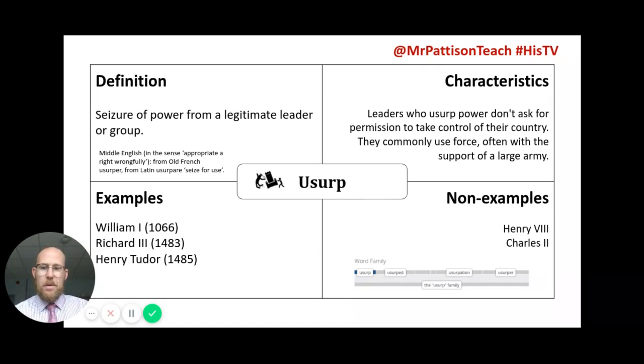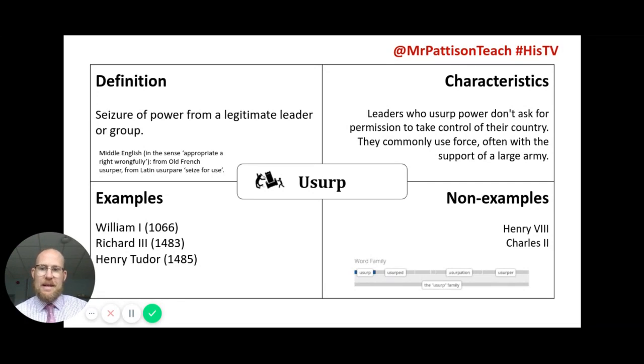So in terms of how the box works, first of all, it's crucial that you have a definition which students can understand. In this case, seizure of power from a legitimate leader or group. Now, the word within that, incidentally, which may cause some problems, is legitimate. That, of course, is historical language in this sense. No cause to panic. In fact, make sure that you've made a Frayer model for legitimate and have used that either before you introduce usurp or perhaps in a previous lesson if you feel it relevant.